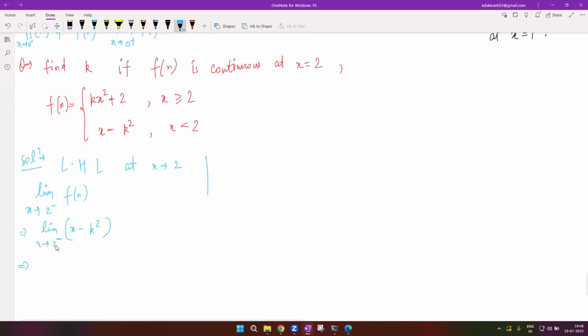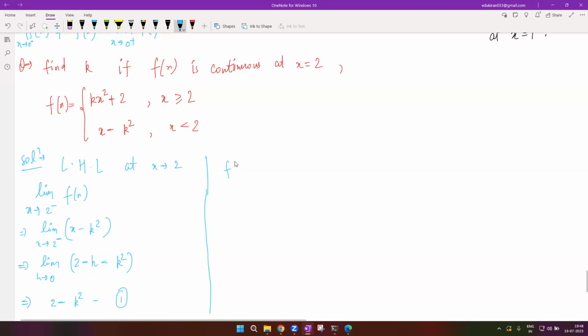So in place of x, we will replace x with 2 negative. Now what is 2 negative? 2 minus h, right? Where h is almost 0. So limit h tends to 0, in place of x, I will write (2 minus h minus k) square. In the next step, I will replace h with 0, putting the limits. So the answer is (2 minus k) square for LHL. That is how we will be solving it.